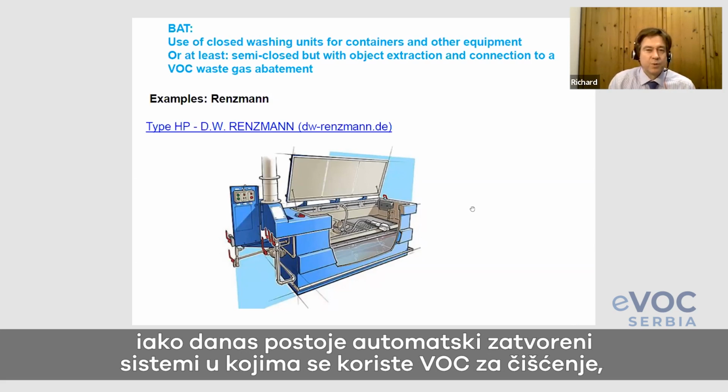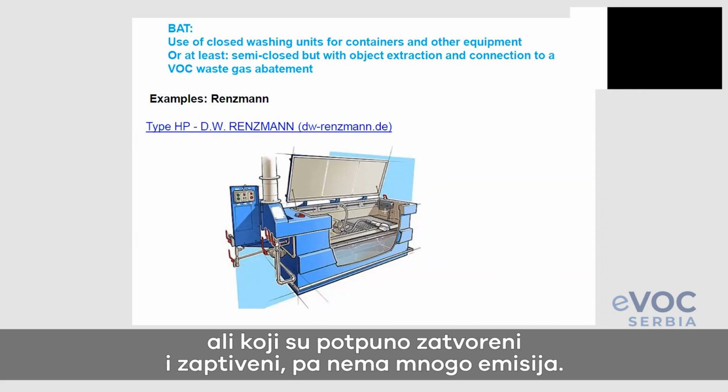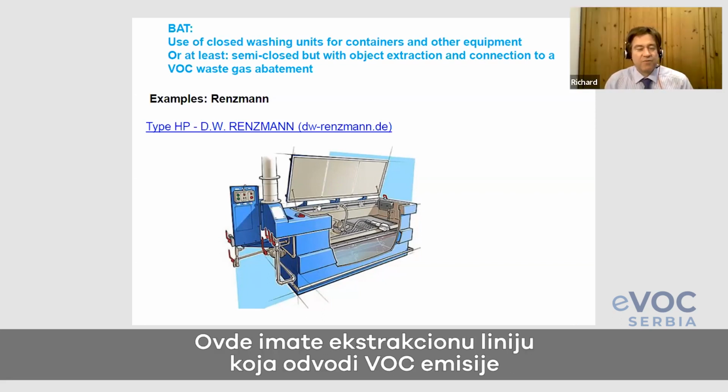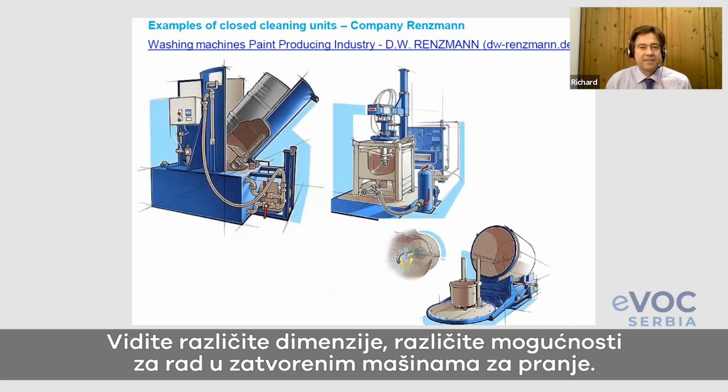But nowadays, you can find automatic closed systems. Even if VOC-containing solvents are applied for those cleaning purposes, everything is closed and sealed. You have not much emissions. Here, for example, you have an extraction line where the VOC emissions will be extracted to the central waste gas unit. So here you see different sizes and different possibilities to work in closed washing machines.